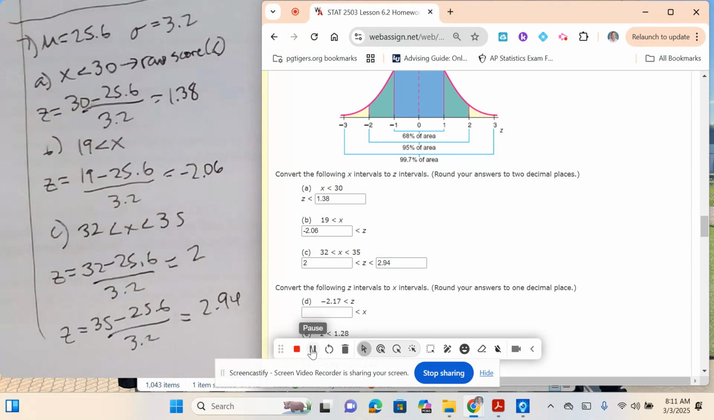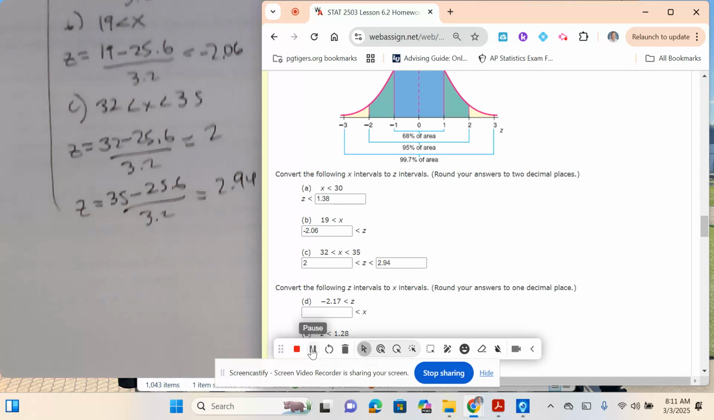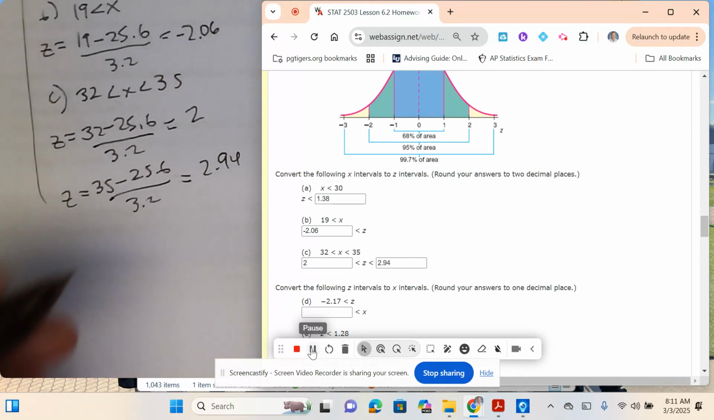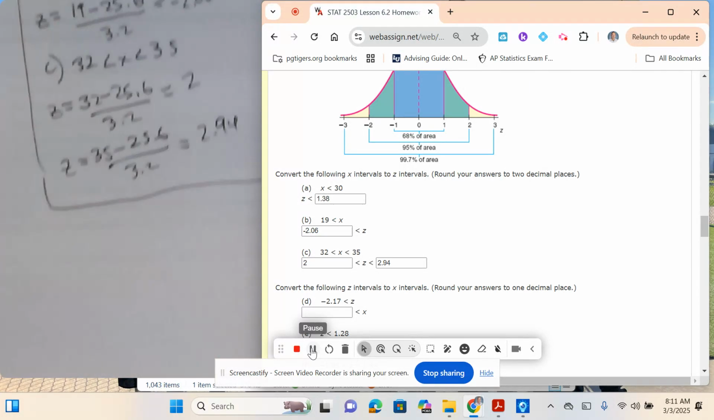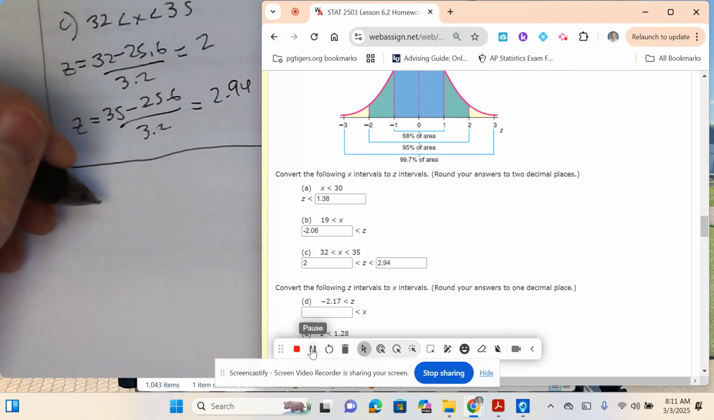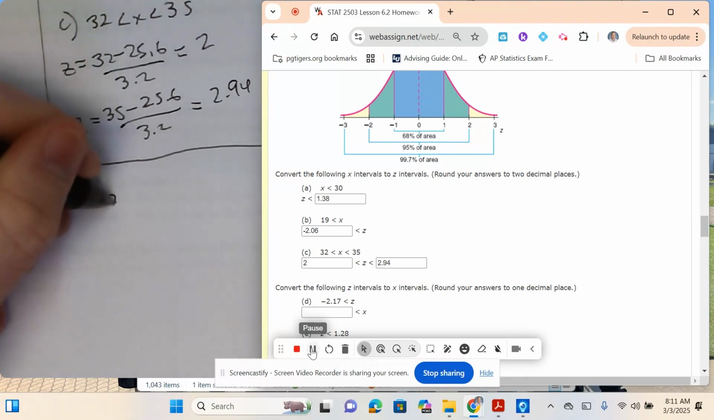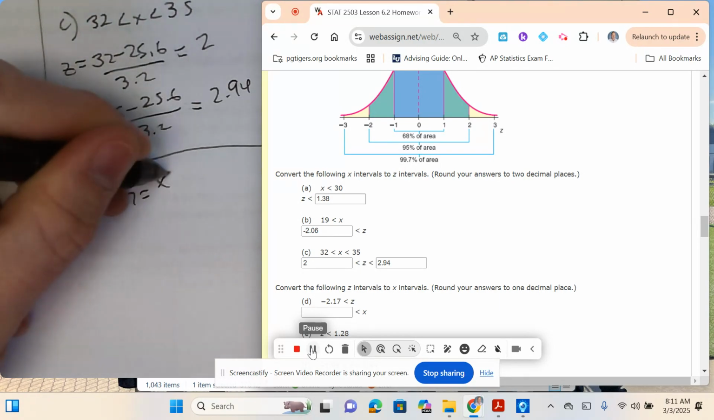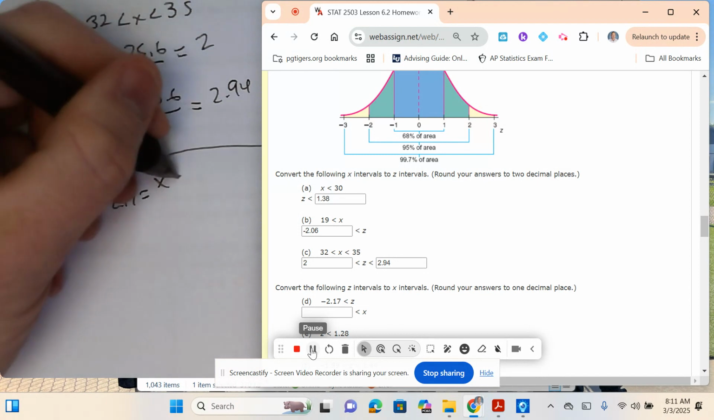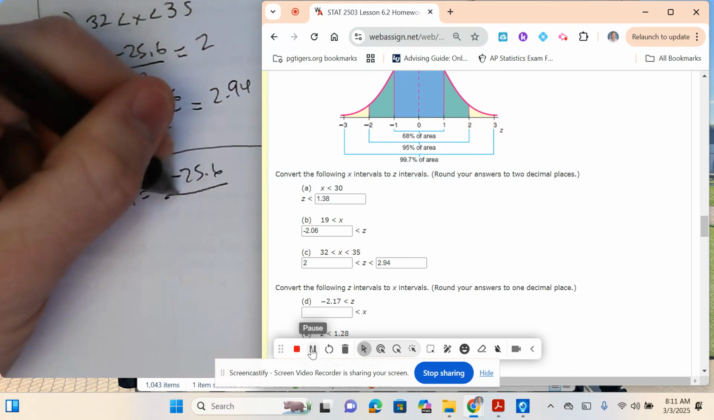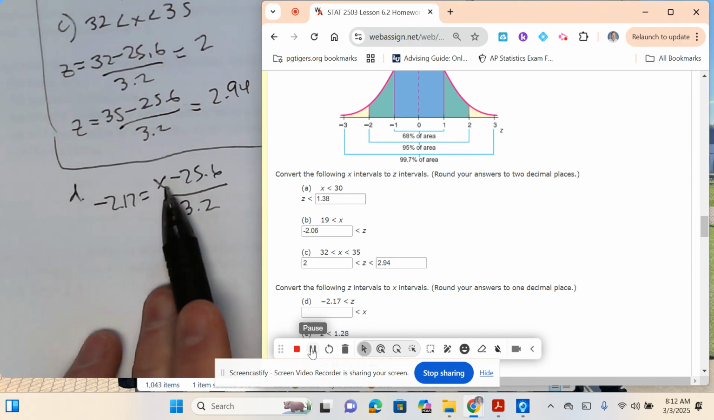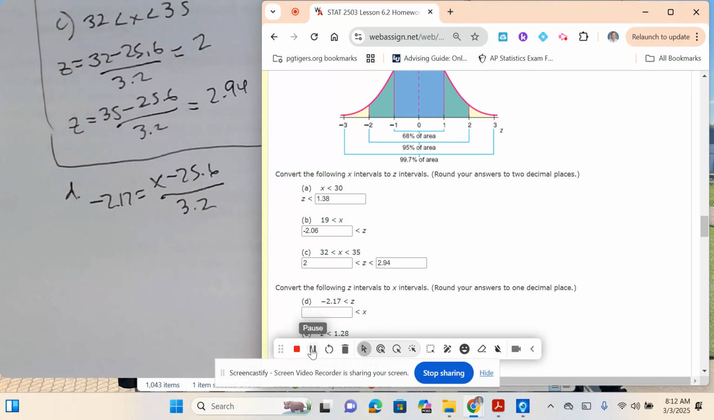Okay, let's look at D. Now we're going to work backwards on this one. We're going to convert the z intervals to x intervals. I'm given a z-score, and I've got to convert it to x, so I have to work backwards here. Minus the mean divided by the standard deviation. It's a two-step process to get the raw score by itself. What do I need to do first?